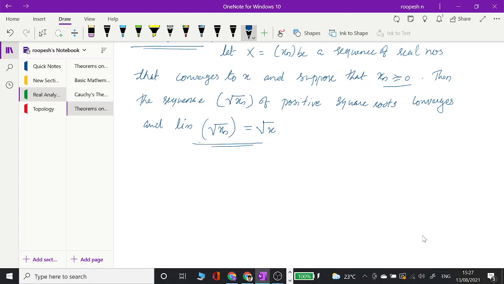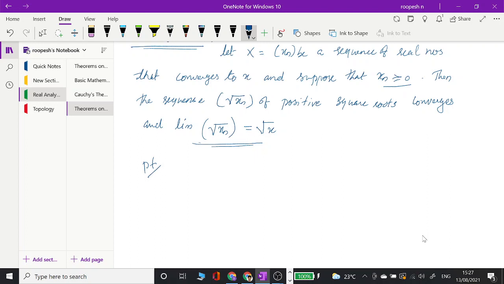So what are the conditions? Xn is a sequence of real non-negative numbers, then the sequence of positive square root of xn converges and the limit of that sequence is equal to root x. So, proof.